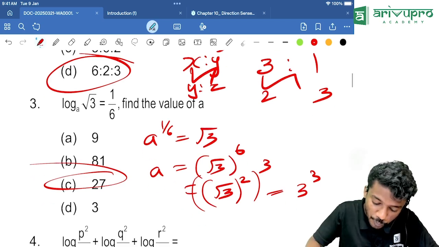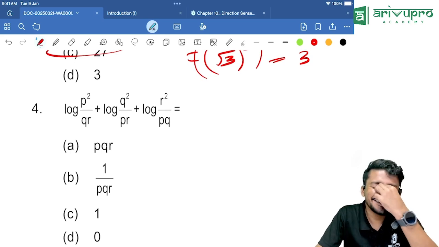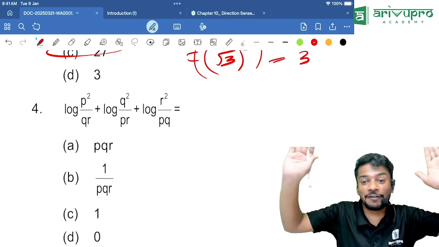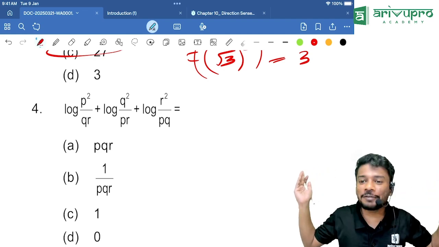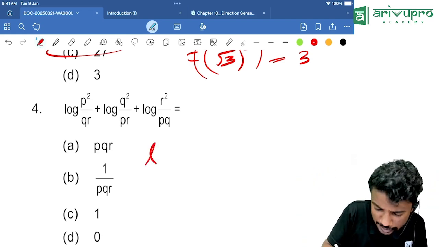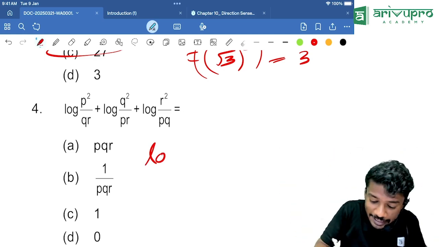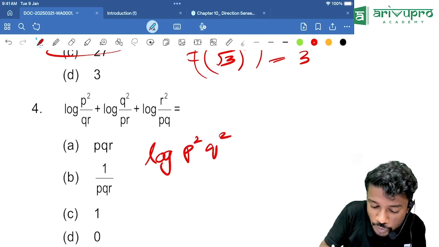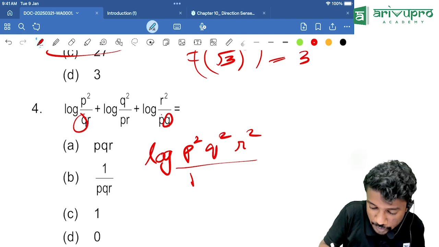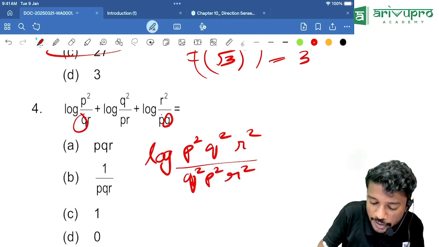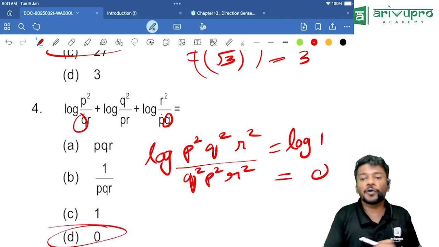Got it? Next question. What might be the answer? Inside it will be 1. Log 1 will be what? 0. I'll just write. Log of a plus log of b plus log of c is log of a, b, c. That means log of p square, q square, r square divided by q, p, r, with each happening 2 times. Everything will cancel off, which is equal to log 1, which is equal to 0.